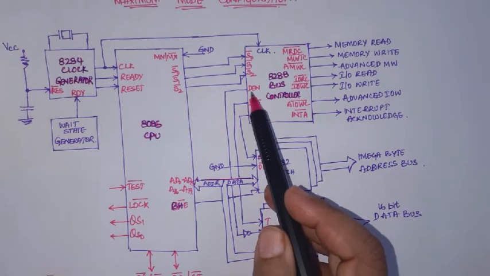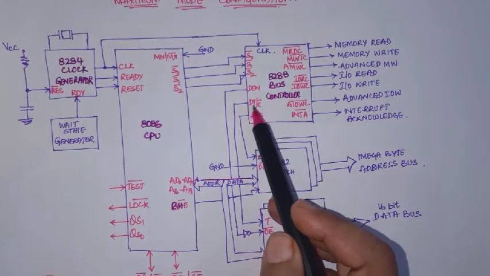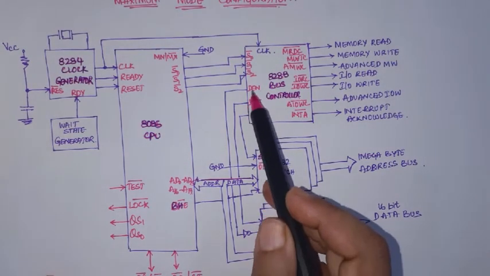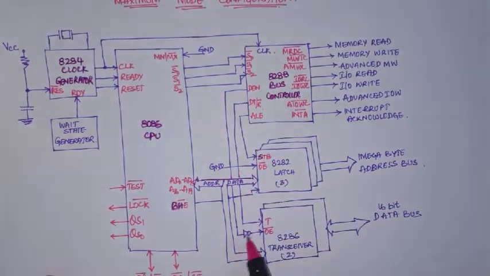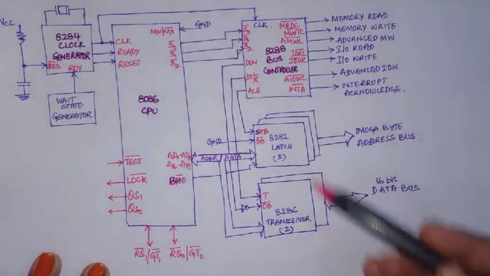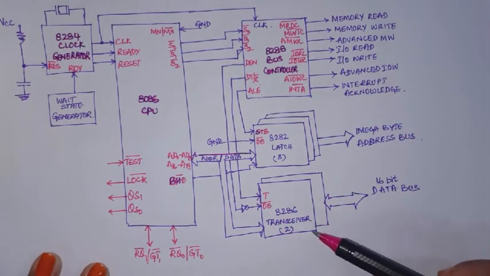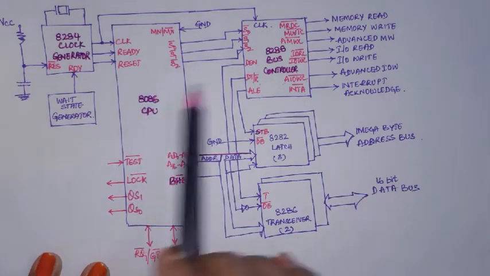In the same way, data enable and data transmit or receive bar are also generated by 8288. These are connected to transceivers for enabling the transceiver for transmit or receive. So these are the connections when it is operated in maximum mode.